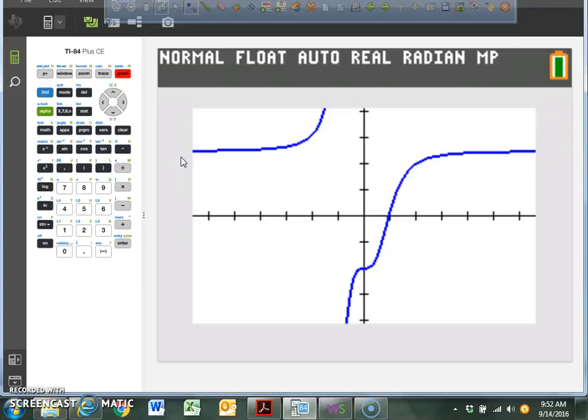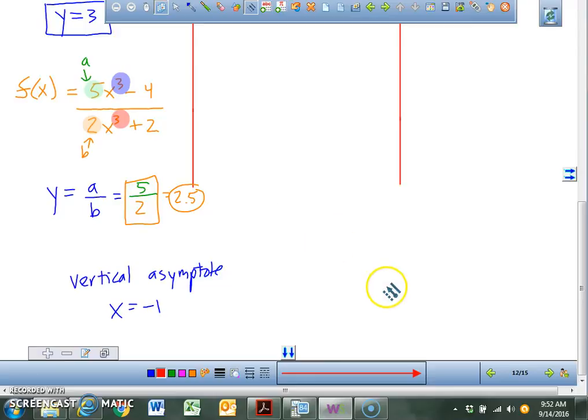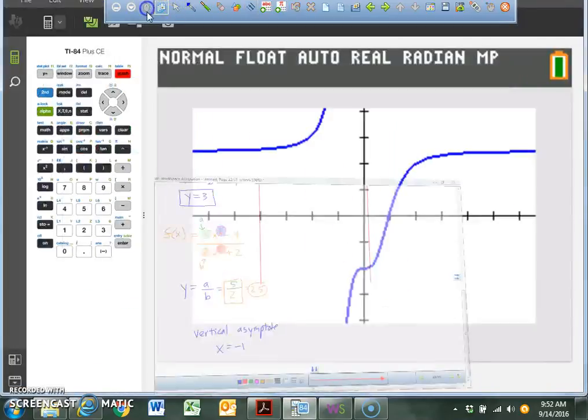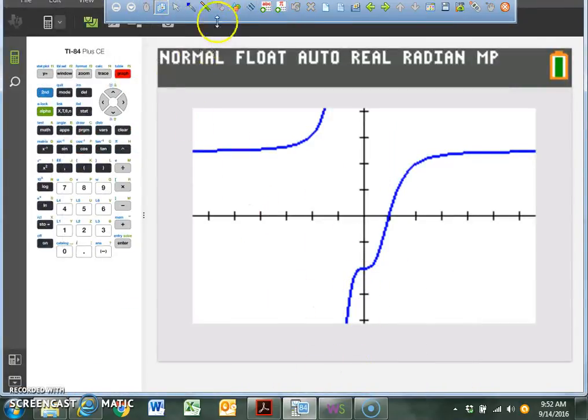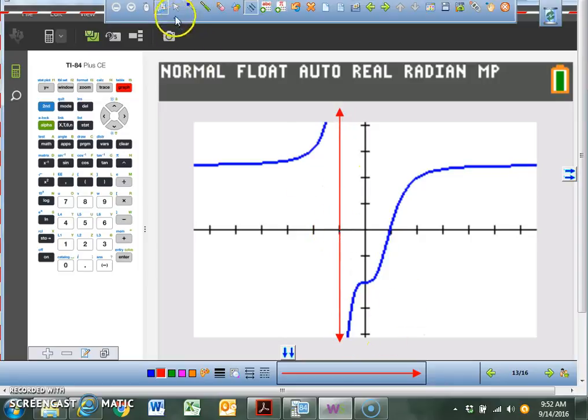Wow, that's an interesting looking graph. Whole lot going on in this graph. Where did I say the vertical asymptote was going to be located? Negative 1. Okay, I said the vertical asymptote, VA, is at x equals negative 1. Can you see how the graph's getting close to it but not crossing it?